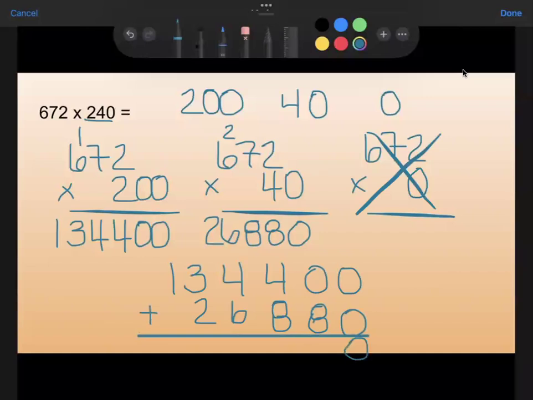That's going to be 0. That's going to be 8. That's going to be 12. And then that would be 11. And then that would be 6 and 1. So my final answer here would be 161,280.